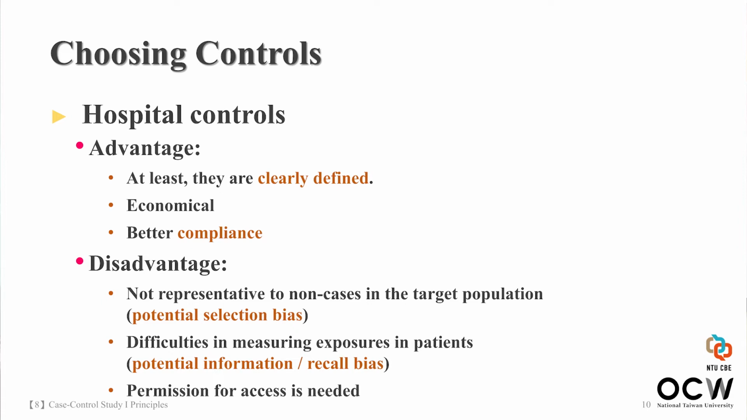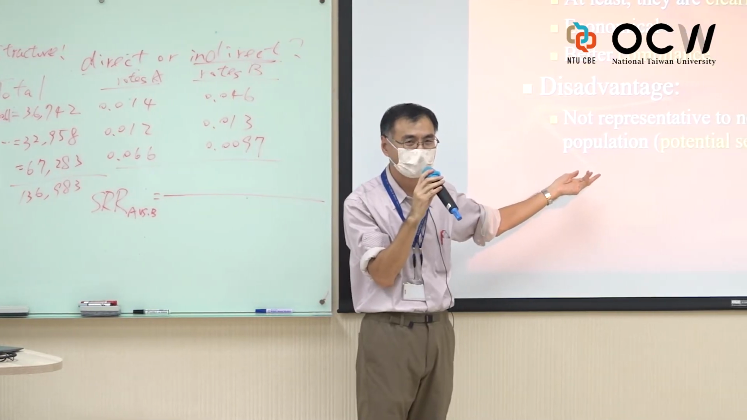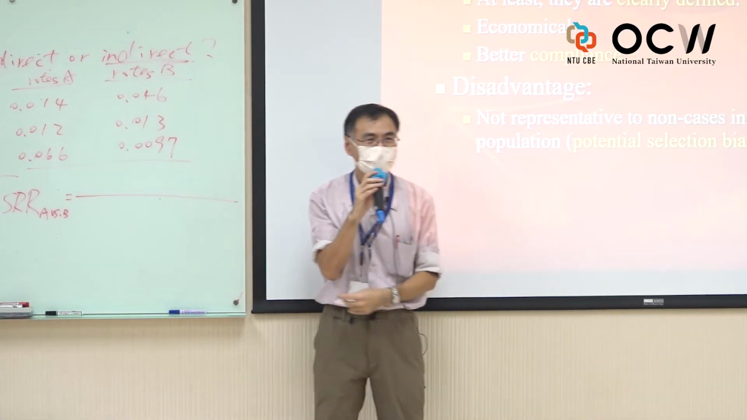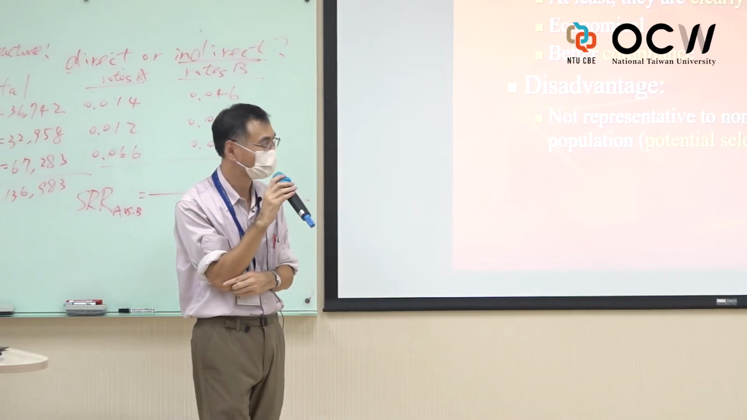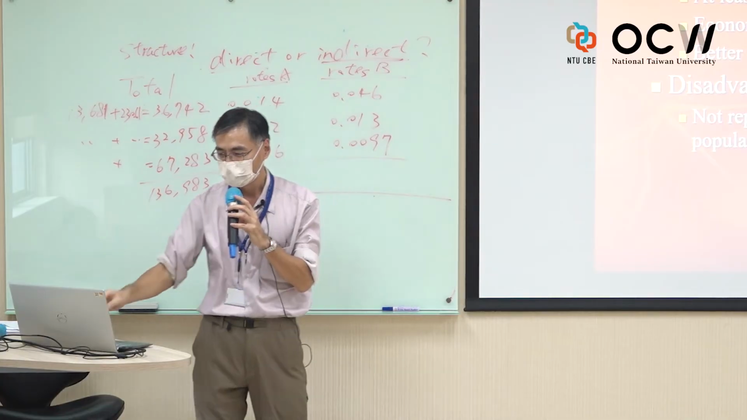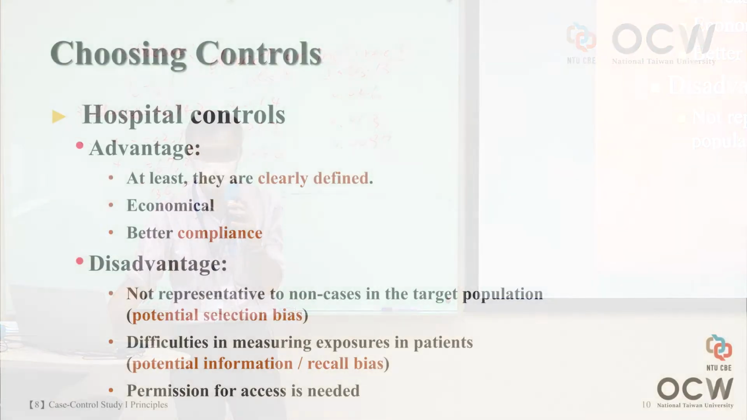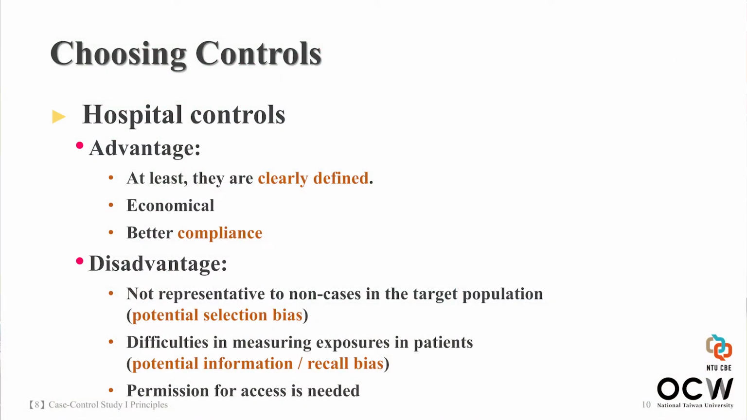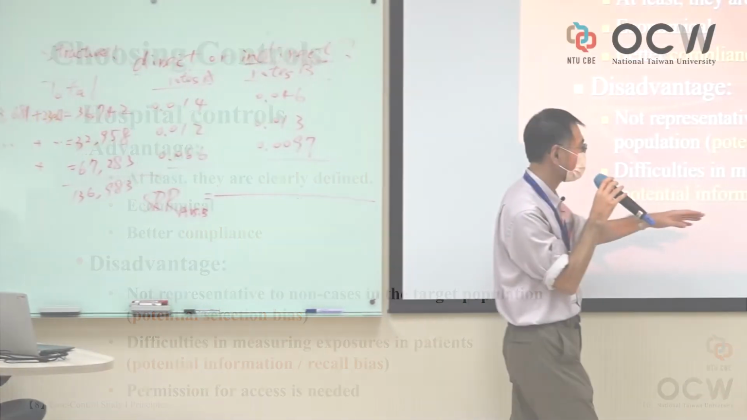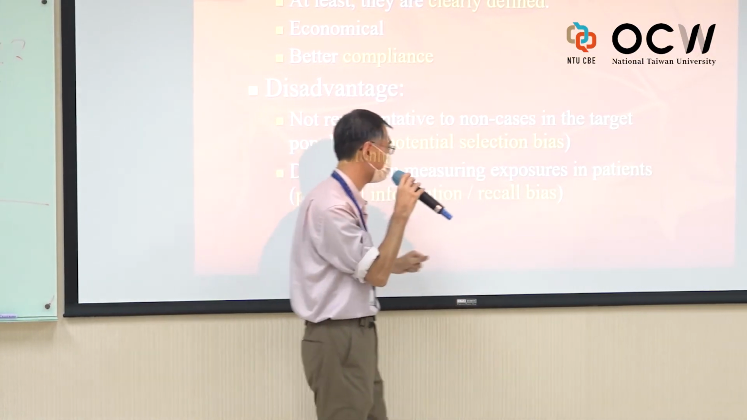Disadvantages. The first one is that they might not be representative of the non-cases in the targeted population. If it's an issue about representativeness, that's not too bad. But if it's an issue of selection bias, that's very bad. You are doomed, you're in trouble because of selection bias. So you have a wrong control group, that's even worse than having a wrong case group. And also there are a lot of difficulties in measuring exposure in patients. These patients here are the controls, the ones without the specific disease we are interested in.